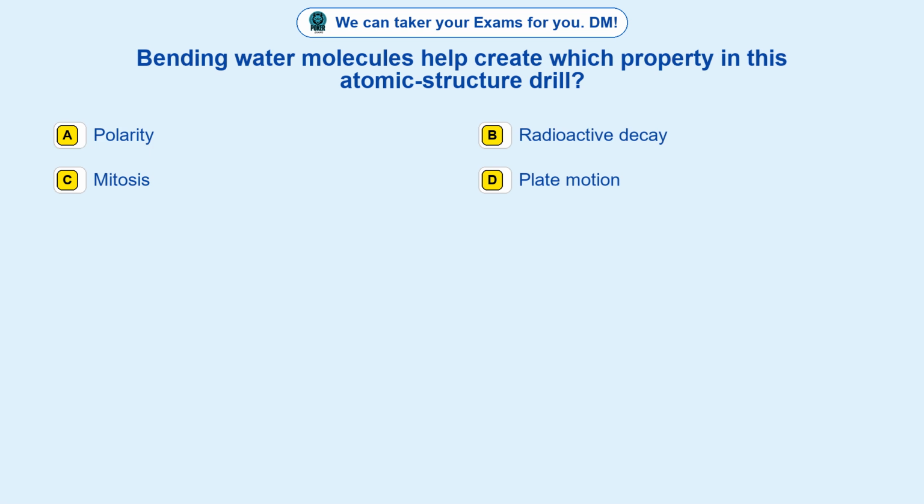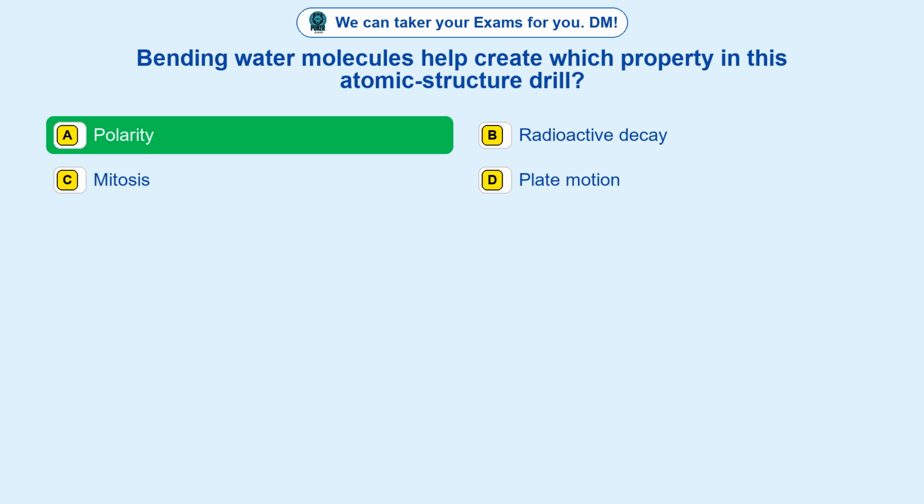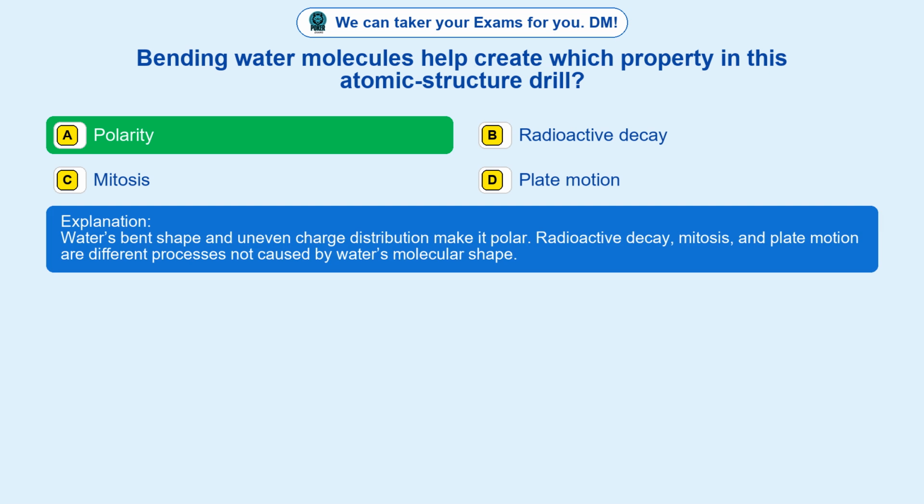Question 50. Bending water molecules help create which property in this atomic structure drill? Option A polarity. Option B radioactive decay. Option C mitosis. Option D plate motion. The correct answer is option A. Polarity. Water's bent shape and uneven charge distribution make it polar. Radioactive decay, mitosis, and plate motion are different processes not caused by water's molecular shape.